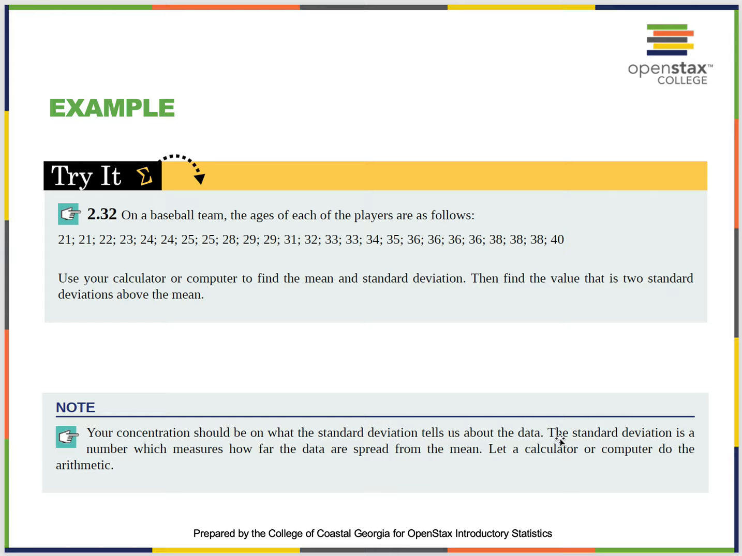So here's a baseball team. The average age of the players are as follows. Add them up, find the mean, find the standard deviation. We have an easy way to do that. Just use descriptive statistics in the data analysis that is part of Excel.